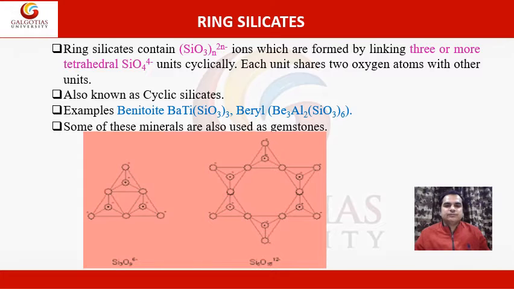Now let us discuss what ring silicates are. So basically, ring silicates contain SiO3 to the power 2n minus. This is the general formula for the ring silicate ions, which are mainly formed by linking three or more tetrahedral SiO4 4 negative units cyclically.